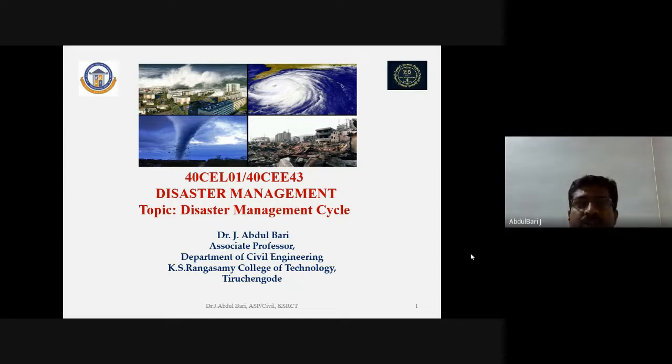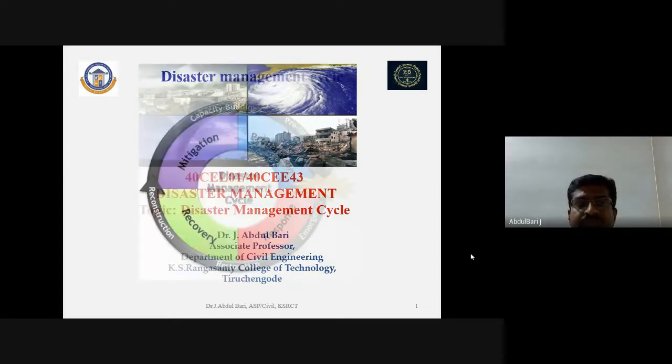That is level 0 to level 3. Level 0 is looked after by the local government, level 1 is the district level, level 2 is the state level, and level 3 is the national level. So each and every level is interlinked with each other. Now we will continue with our next topic, the disaster management cycle.